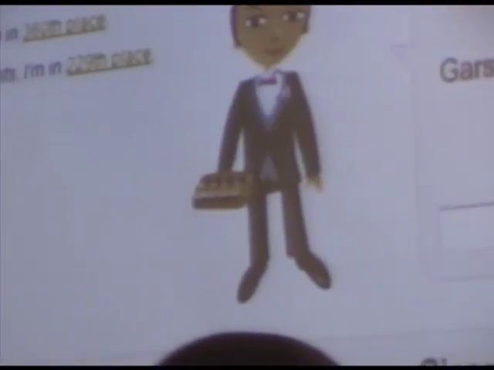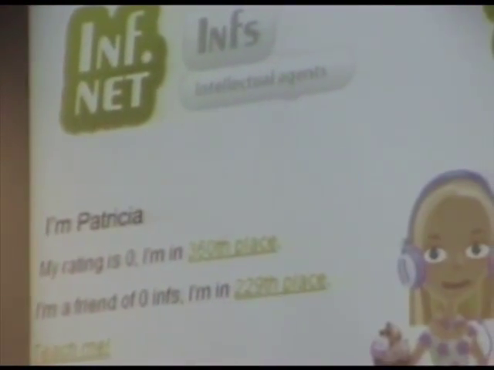A well-taught Inf is always fun to chat with. Look how her rating is going up. She's so popular. An Inf can be your second self, third, fourth, 10th. You can create as many as you want. The sky's the limit, so express yourself. Come and join us.